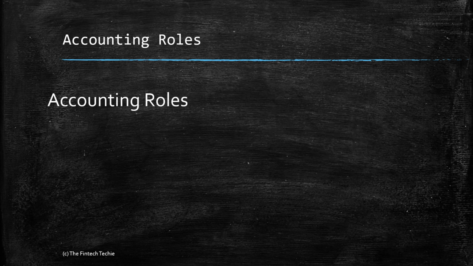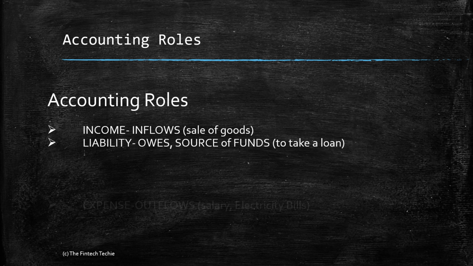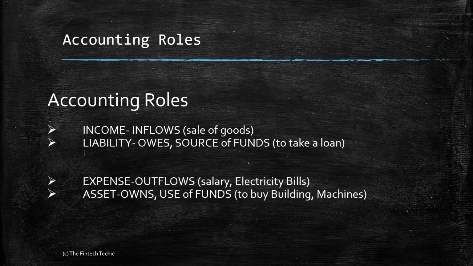But before that, we should know what the classifications of these account roles are. We have income, we have liability, we have expense, we have asset. Incomes obviously are the inflows due to sale of goods. Liability, again an inflow, is something which you owe back. Expenses are outflows, namely salary, electricity bills. Assets are something which is a use of funds, like maybe to buy a building or a machine. So these are the types of accounting roles. I have clubbed income and liability in lot 1, expense and asset in lot 2. So let's see why we have done that.